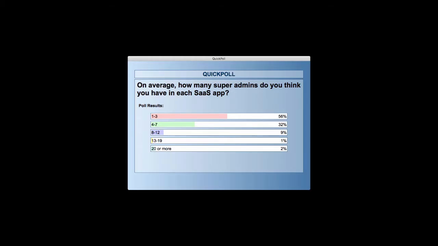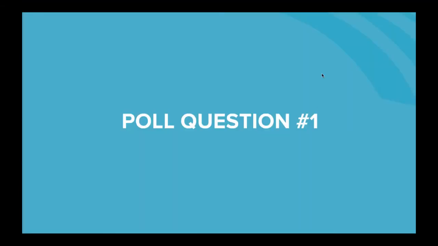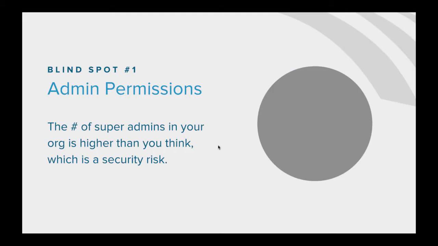So let me go ahead and share the results. Okay, so what we see here is the vast majority saying 1 to 3 super admins. So we know that the first blind spot, and I will argue this is maybe the most important one, is that you have way more super admins in your org than you think, guaranteed.